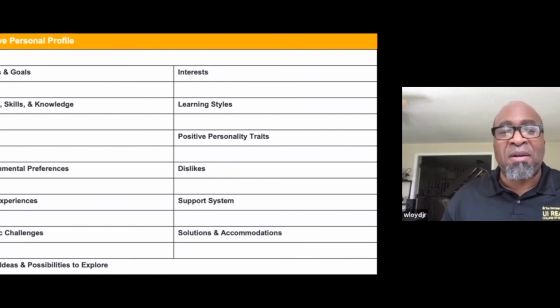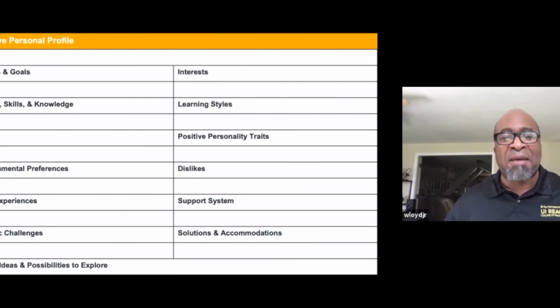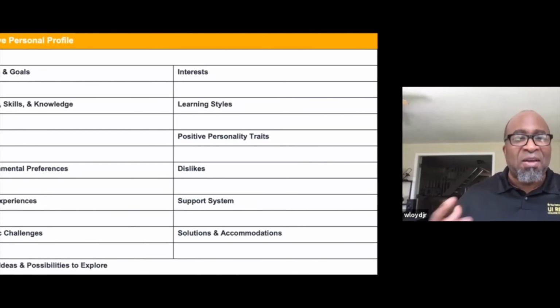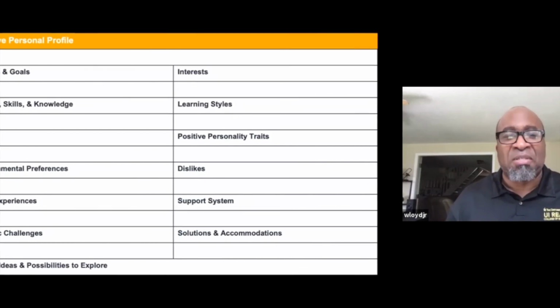What are your positive personality traits? What do your friends and family say about you? What are the words that they use to describe you? You know, one of the words that we use to describe Dr. Lauren is energetic, because she can get it done. She has lots of energy. She makes it happen, right? So what are your positive personality traits?